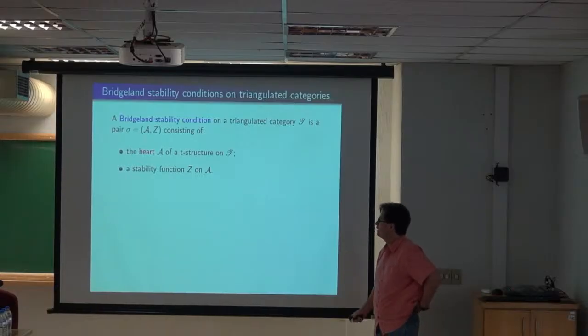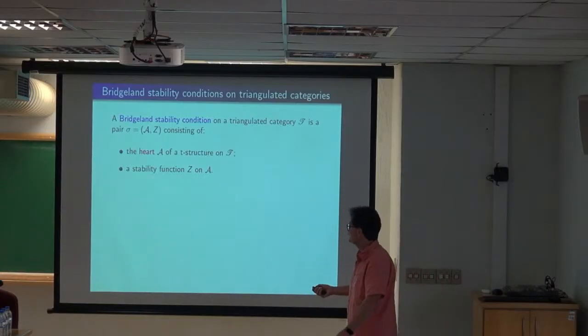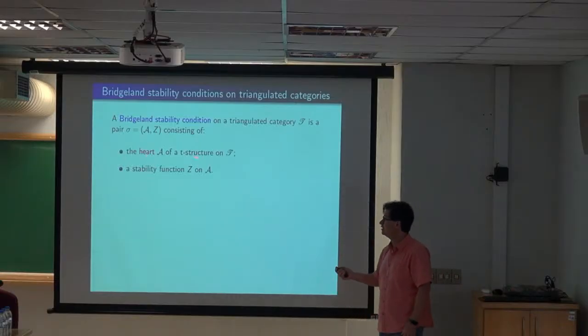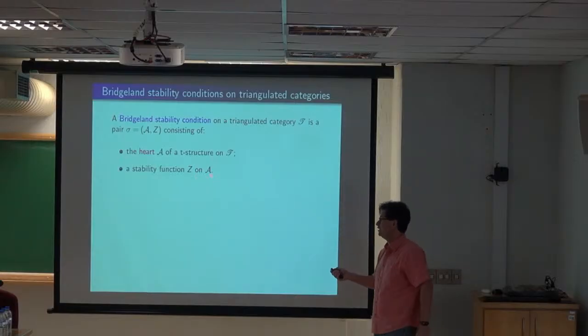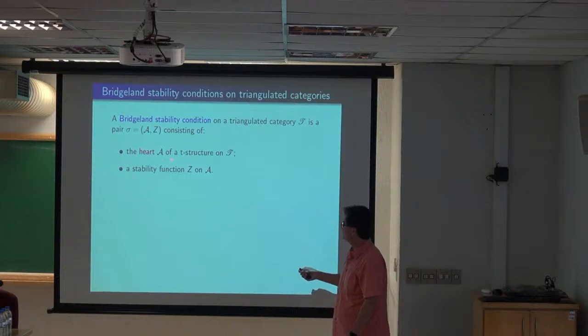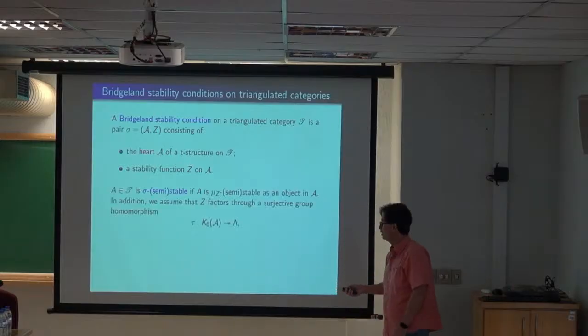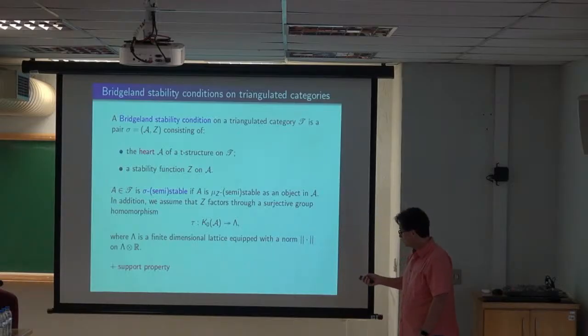And it consists of 2 bits. Again, I'm going to throw some words around here, but they are not that important. The first part is what is called the heart of a t-structure, which is just a choice of an abelian category inside the triangulated category. And then a stability function in this abelian category. So never mind this word too much, it's just choosing an abelian category inside the triangulated category.